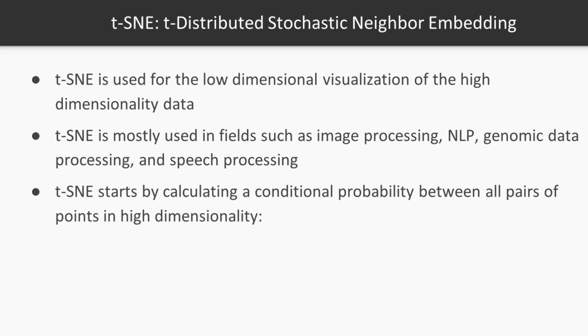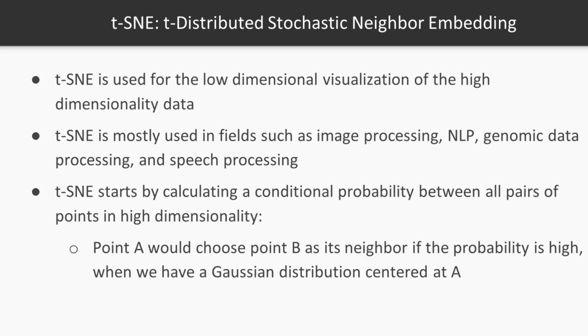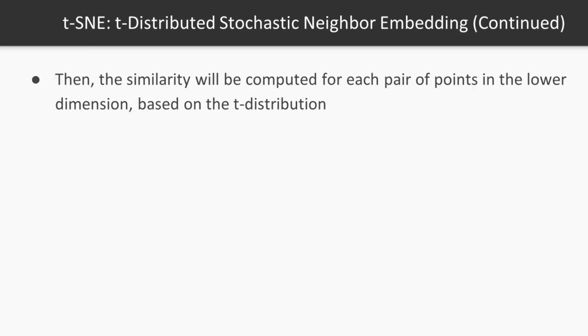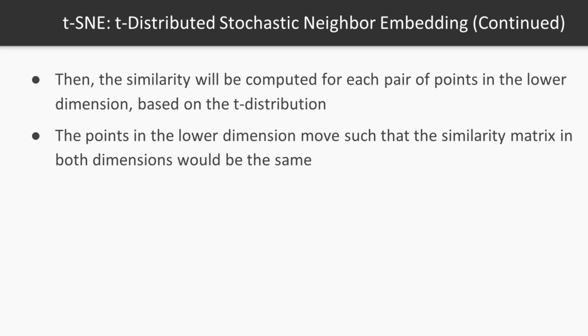This conditional probability shows the similarity between two points, such that point A would choose point B as its neighbor if the probability is high when we have a Gaussian distribution centered at point A. Then the similarity will be computed for each pair of points in the lower dimensions based on the t-distribution. The points in the lower dimensions move such that the similarity matrix in both dimensions, the high and the low dimensions, would be the same.